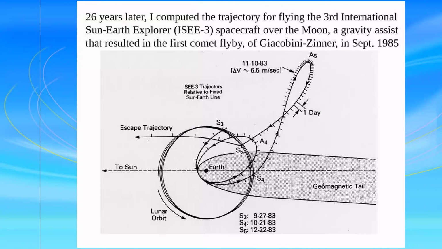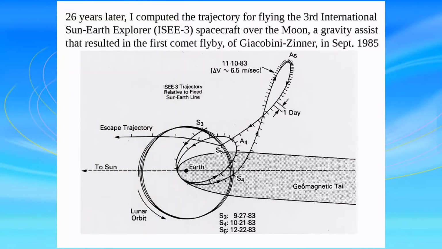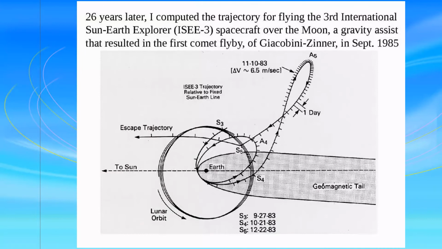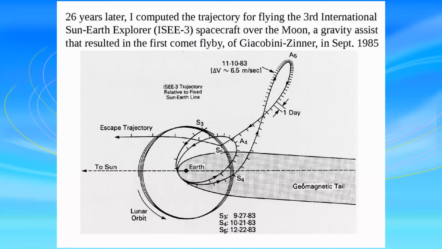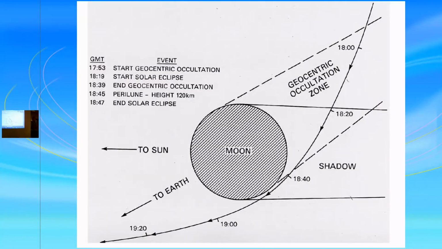Anyway, I saw this. It looked like a spacecraft flying over the moon, I thought. It turned out 26 years later, I computed the trajectory for flying the Third International Sun-Earth Explorer, the ICE-3 spacecraft, over the moon, and we used a gravity assist that resulted in the first comet flyby of Giacobini-Zinner in September 1985. This just shows an ecliptic plane view of the Earth-Sun rotating, the Earth-Sun line fixed, showing how the slingshot effect of the moon sent the spacecraft into a heliocentric orbit. So next slide.